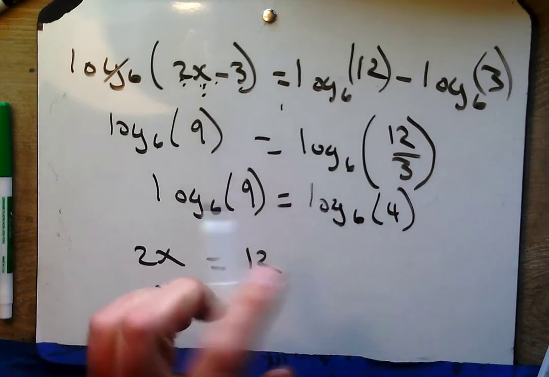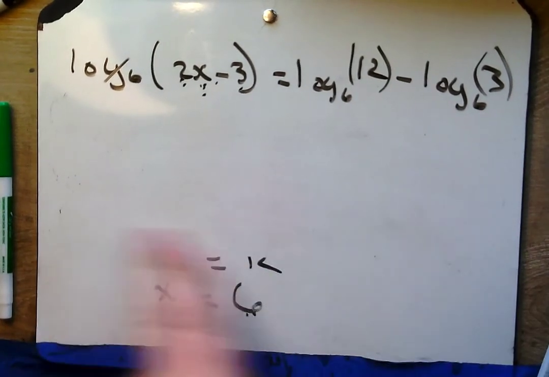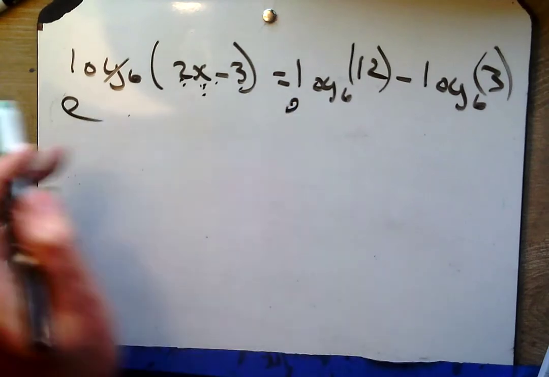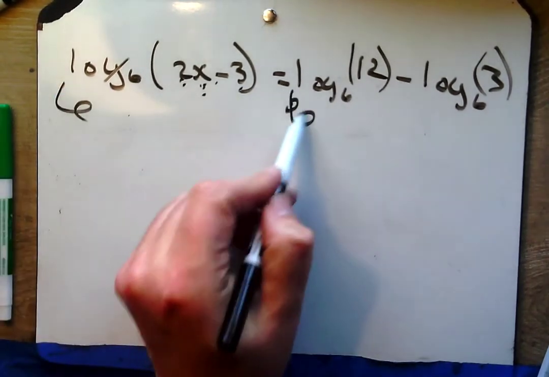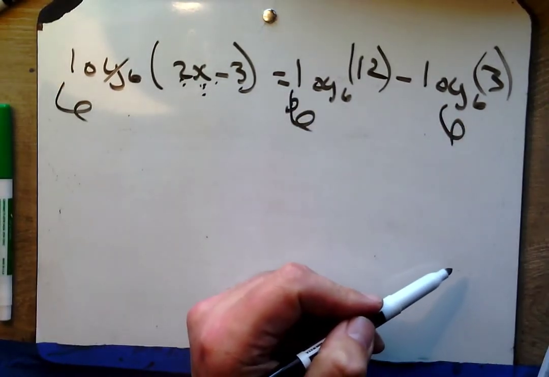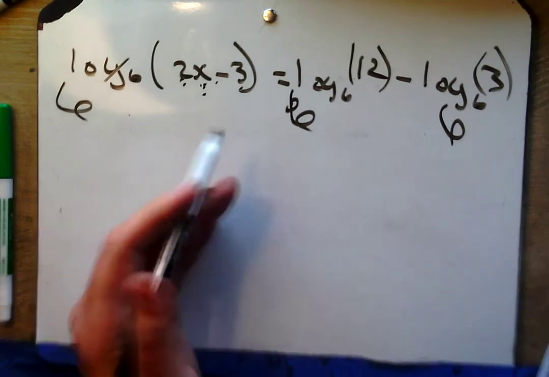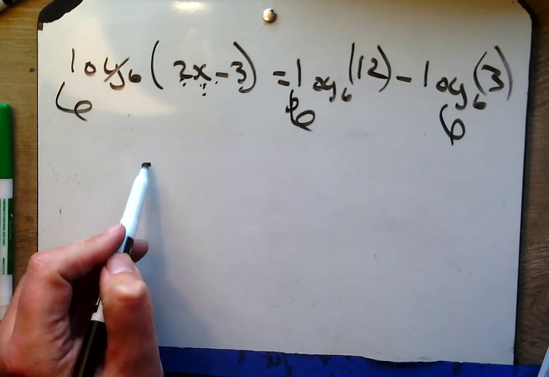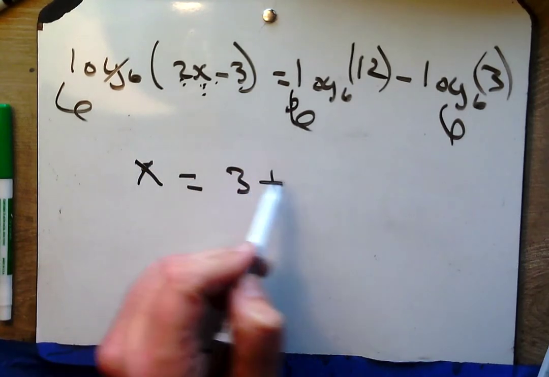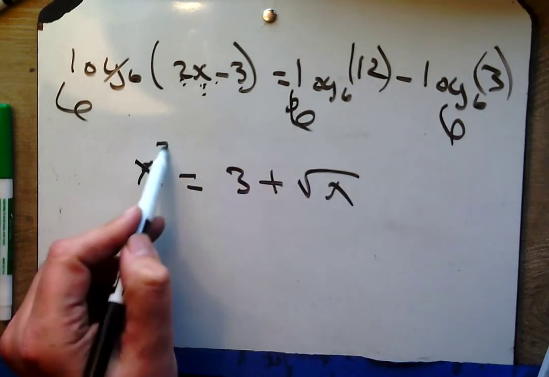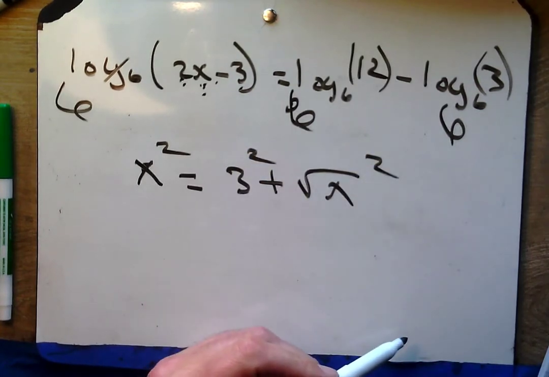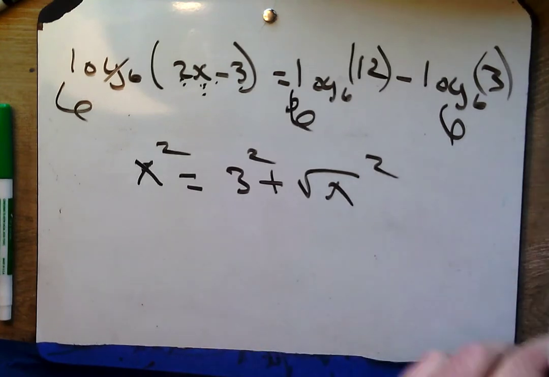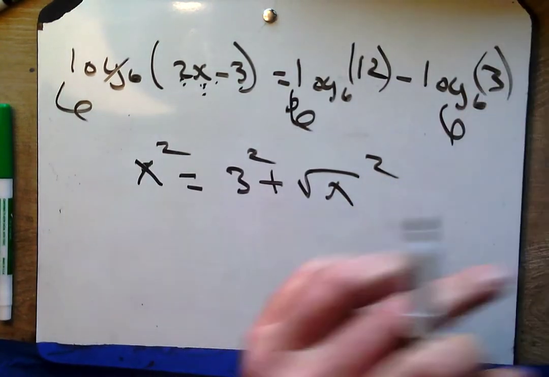So this was wrong. When I exponentiated with 6 everywhere, that doesn't work. It's the same thing as the student who wants to do this: x equals 3 plus square root of x, and they want to square everything like that. Yeah, no, that's not gonna work. Don't do that.